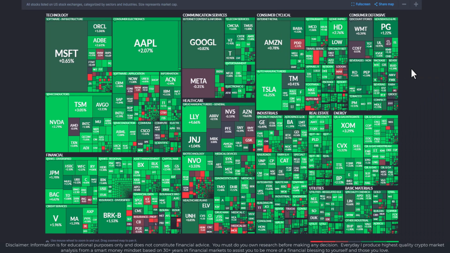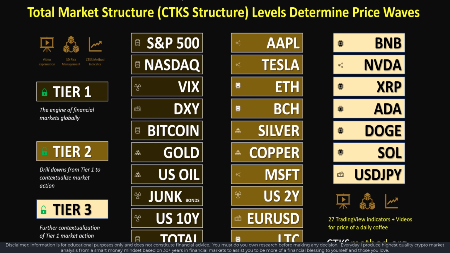This is why we must know where the structural levels are. If you don't know, you're just guessing. And if you're guessing, you're gambling. And if you're gambling, you're not quite sure what's going on. You're just hoping and praying. Professional gamblers do not gamble. They are statisticians. They run the numbers. They know what they're doing. That's why knowing these structural levels is incredibly important.